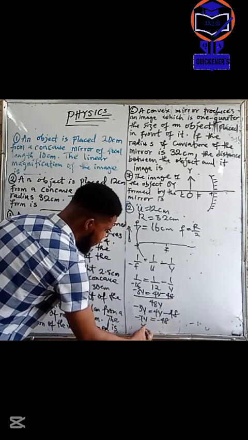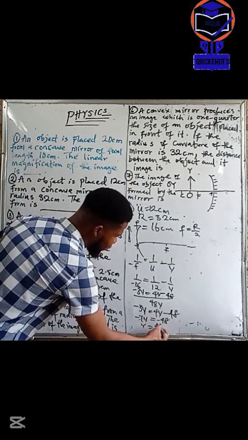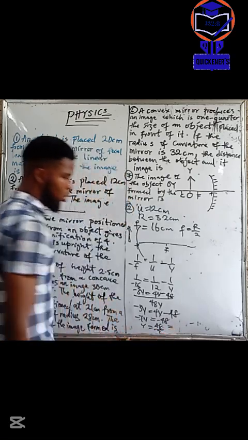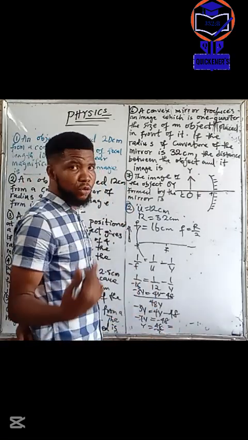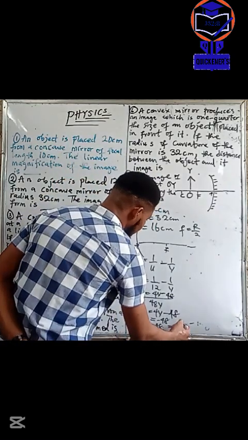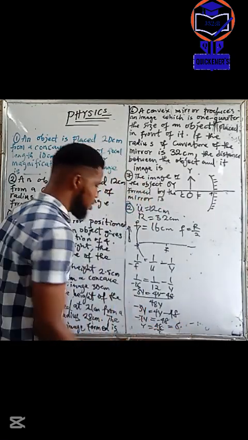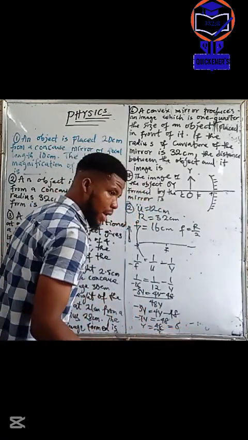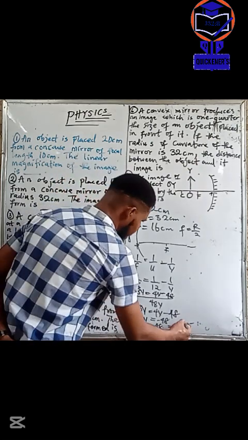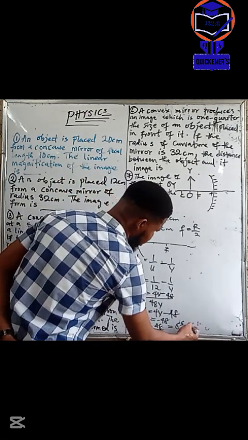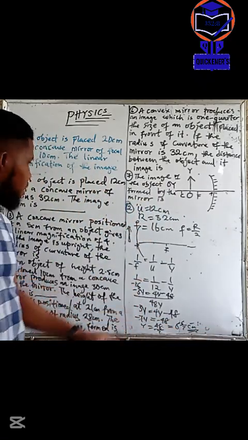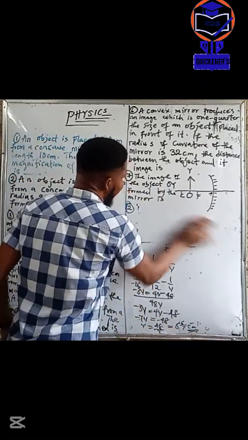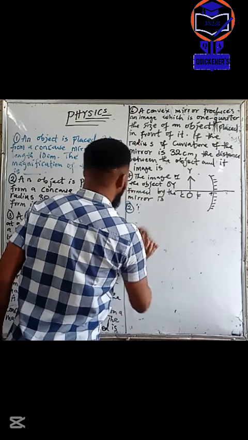When you divide both sides, Z is now 48 over 7. What will 48 over 7 give us? 7 times 6 is 42, so 6 remainder 6, that is 6 and 6 over 7 centimeters. Can you see that? Alright, that's just for number 2.